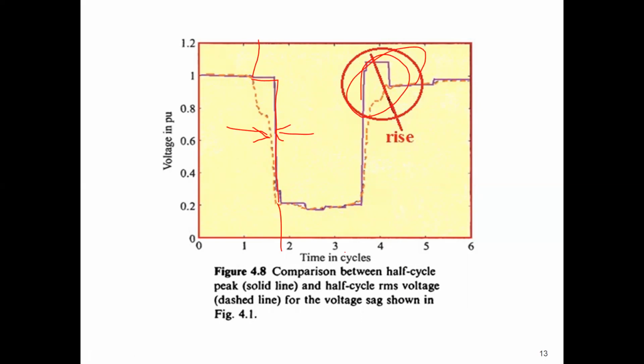So tell me what you are seeing. What is the difference between the fundamental component and the RMS value? Tell me what difference you have observed while using your RMS voltage method or fundamental component method in the waveform analysis. Tell me, guys.